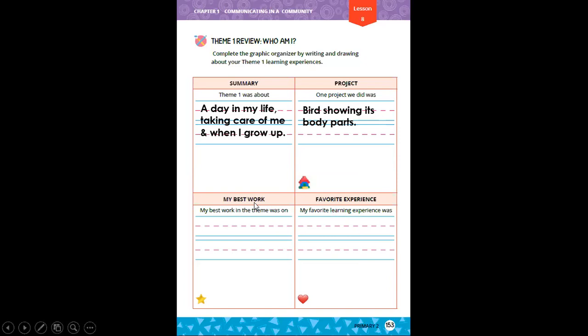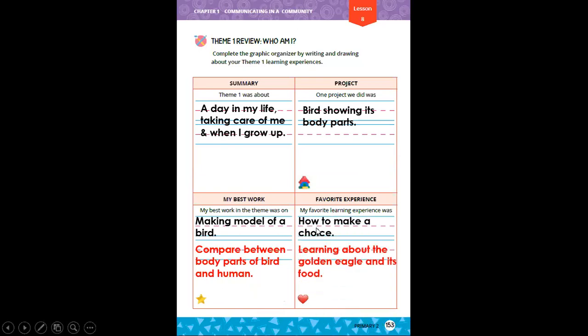What was your best work? Our best work was making a model of a bird. Do you remember? And also to compare between body parts of a bird and a human. I hope you remember. What is your favorite experience in this theme? Is to learn how to make a choice. Do you remember? We have learned how to make a choice and also learning about the golden eagle and its food. It was a wonderful lesson.